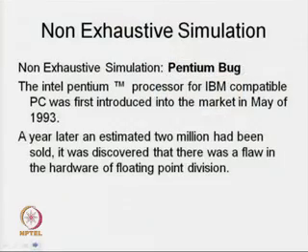But where is this bug coming from? You just see that a year later, an estimated 2 million had been sold. It was discovered that there was a flaw in the hardware of floating point division. You just see what is happening basically. They released the Pentium, it is upward compatible, whatever we can do with 486, the same thing can be done in Pentium. Along with that, we have some other additional features. The Intel design team designed it properly, and they tested it, and they released the product. But after 1 year, an error was reported for division only, floating point division, which was there in 486 also.